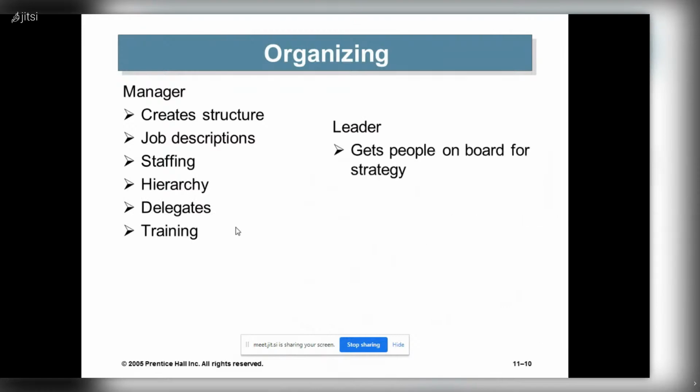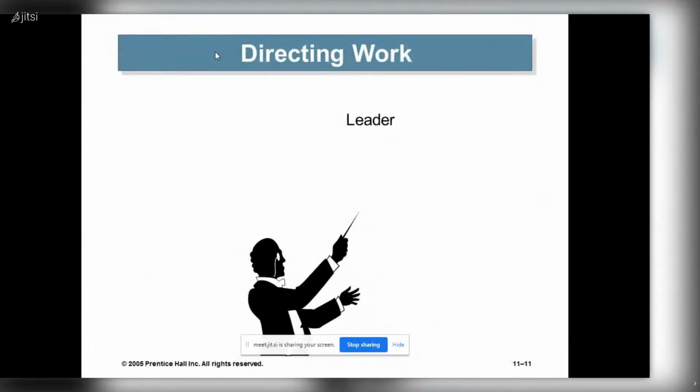But a leader gets people on board for strategy. While planning anything or taking a decision, leaders always make their people part of the decision-making process or planning process. Right? That's the difference. And they communicate to each and every person. So this is networks. They have a good relationship with all the people around them. That's why leaders are made with the people around them. Right? How they are directing their work.